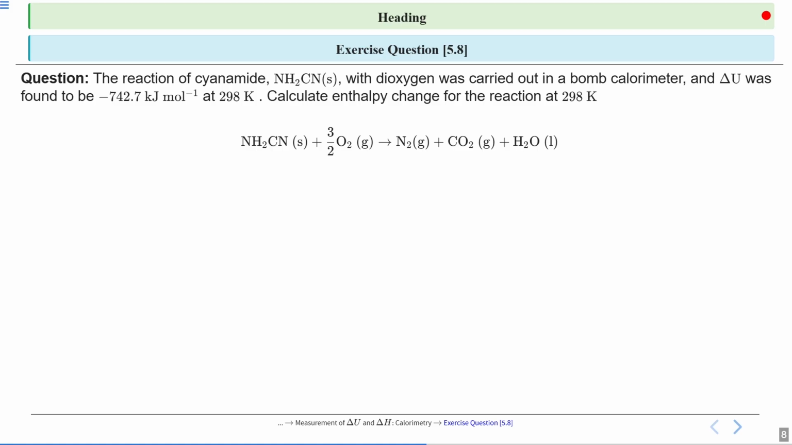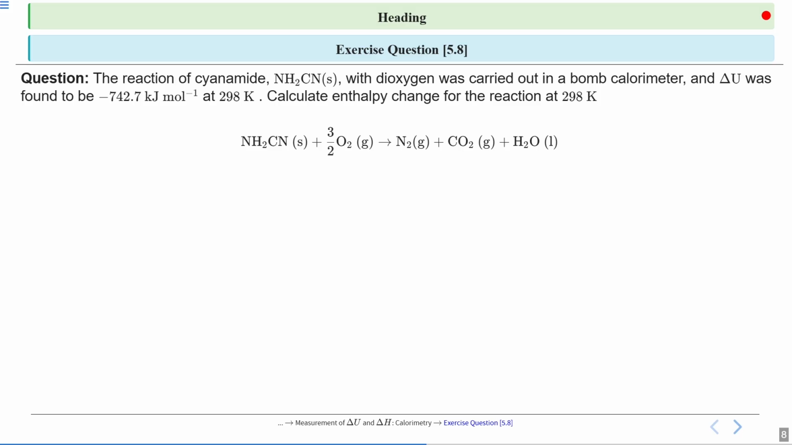Here the question is related to the reaction of cyanamide. It is written as NH2CN, which is present in the solid state, and this is reacting with dioxygen. So this is basically a combustion reaction. All of this is carried out in a bomb calorimeter, and the delta U for the reaction is found out to be minus 742.7 kilojoule per mole at 298 Kelvin. Now, using this information, you have to calculate the enthalpy change for the same reaction at 298 Kelvin.